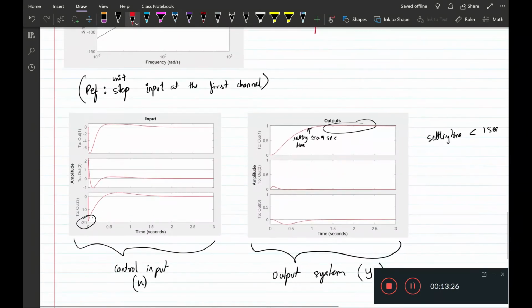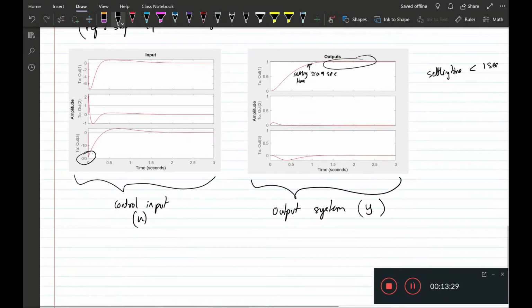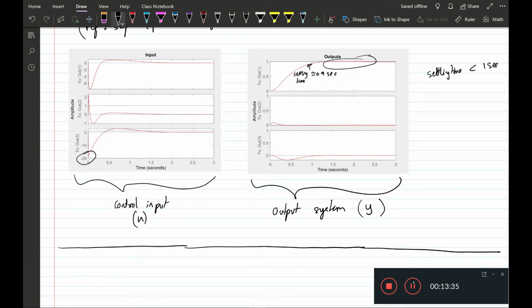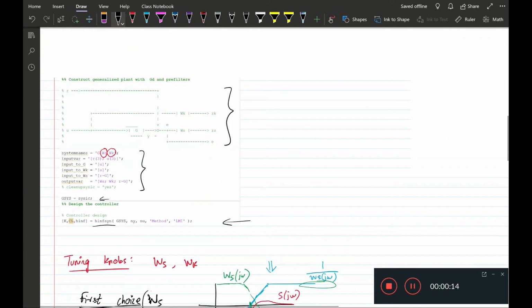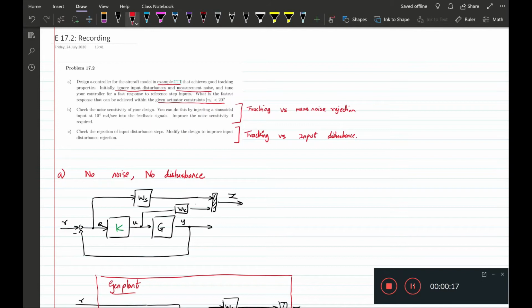Now let's look at part B with this design. Part B asks us to inject noise. So let's look at part B now with the same design. Part B asks us to include a noise now at 10 to the 4 radians per second, a sinusoidal noise, and to see what happens.